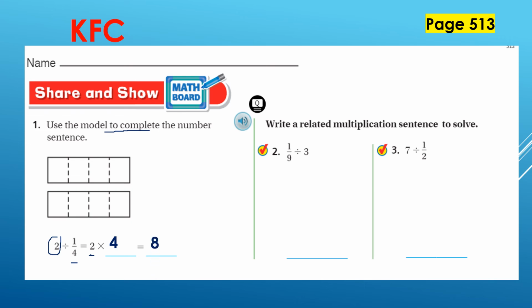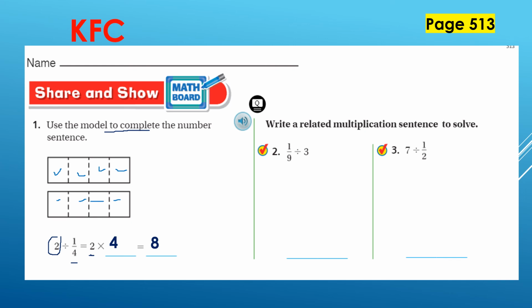Excellent. And you can count the pieces in your model. 1, 2, 3, 4, 5, 6, 7, 8. So 8 friends can share the 2 loaves of bread with an equal share of 1 over 4 piece. This is question number 1. Now let's practice again and let's do question number 2.